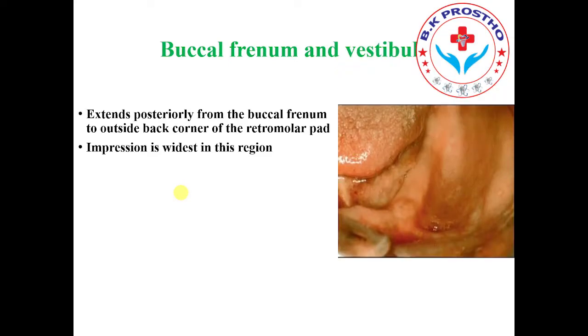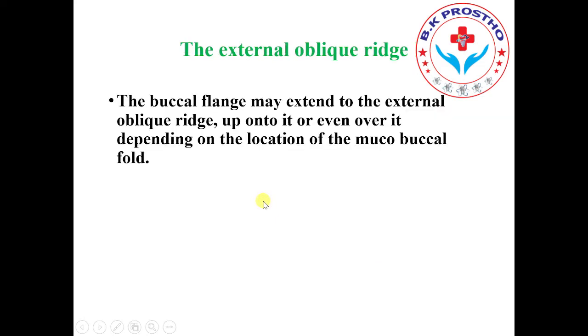Buccal frenum and vestibule. The buccal frenum is an extension of, again, the buccal frenum of the maxillary arch, and the vestibule extends from the buccal frenum to the retromolar pad. This is the widest part in the mandibular arch, so the impression should be wide in this particular region. Here the buccinator muscle fibers are oriented in a horizontal direction, and the denture should be properly extended up to the external oblique ridge. The buccal frenum may extend up onto the external oblique or even over it, depending upon the location of the mucobuccal fold.